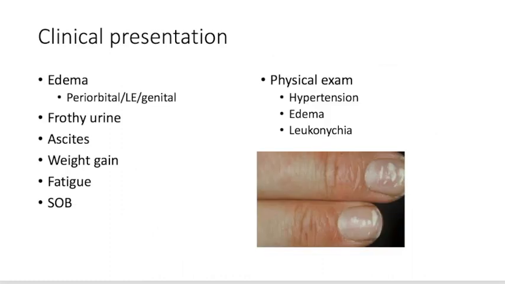The clinical presentation would be edema, and we're going to have periorbital, especially in child nephrotic syndrome, lower extremity, and genital edema. There is that frothy urine, which is evidence of proteinuria. Ascites, weight gain, fatigue, shortness of breath, all related to those fluid volume shifts. And then on physical exam, you would see hypertension, edema, and leukonychia. These are called Muehrcke lines, and this is a sign of hypoalbuminemia.